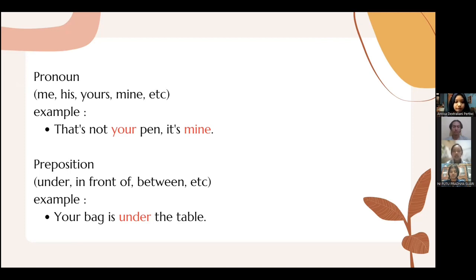And the next one is preposition. A preposition is a word that shows the relationship between nouns or pronouns and other elements in a sentence, such as in, on, under, in front of, or between, etc. The example in the sentence is, "Your bag is under the table." So under is a preposition.